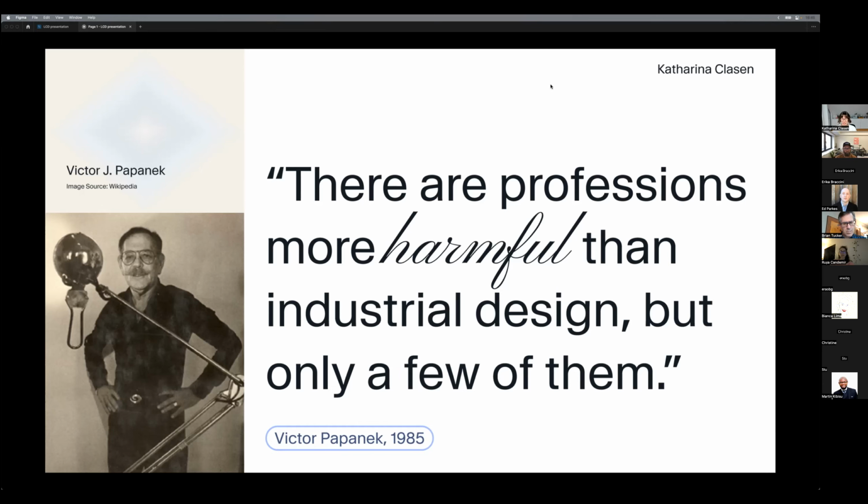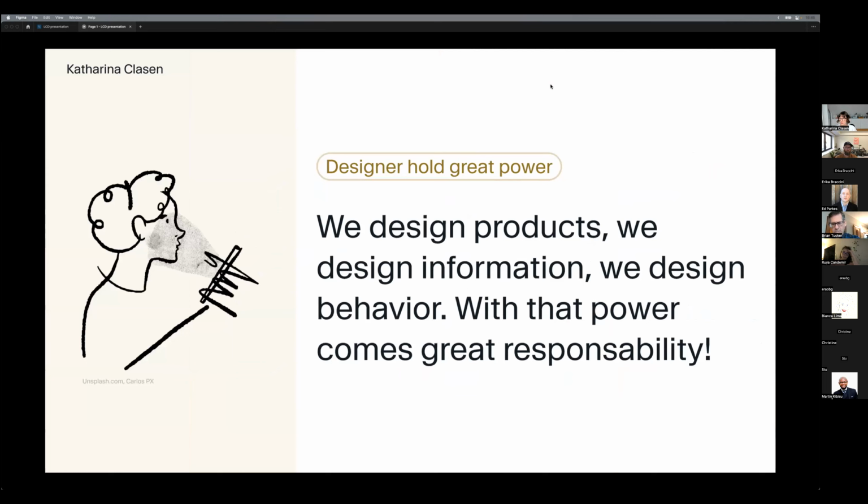And I think they also see that design has a huge power, and therefore we designers have a large responsibility. And I think that is understandable, because if you think about it, what we as designers basically do is we design human behavior. We design how people act. We also design what people believe in, and how they make their decisions.